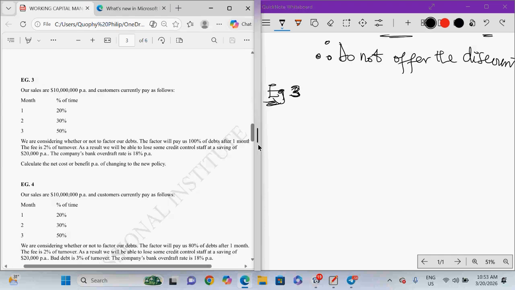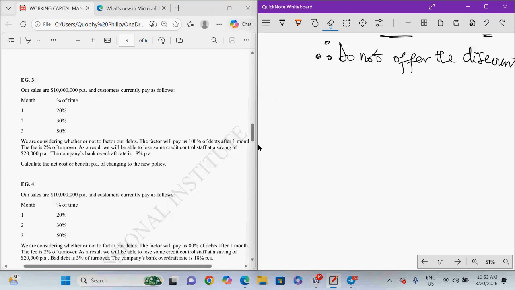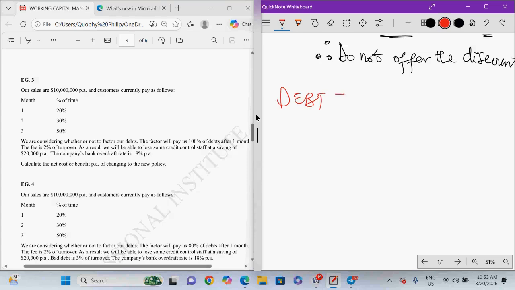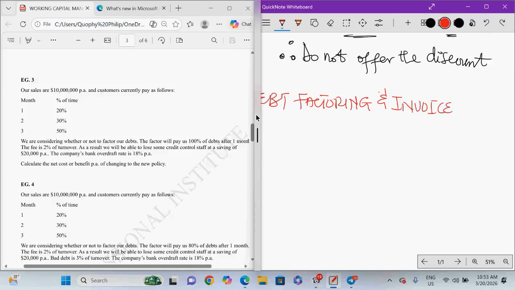Okay. So this question is based on factoring, right? I talked a little bit about it last week. So even before looking at this question, let's talk a little bit about debt factoring and invoice discounting.